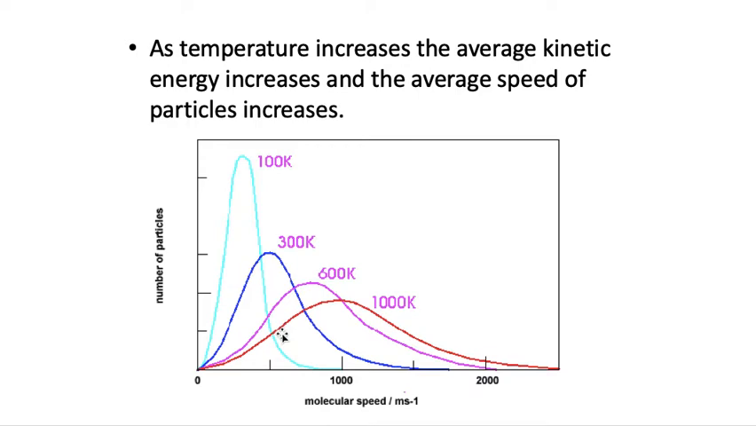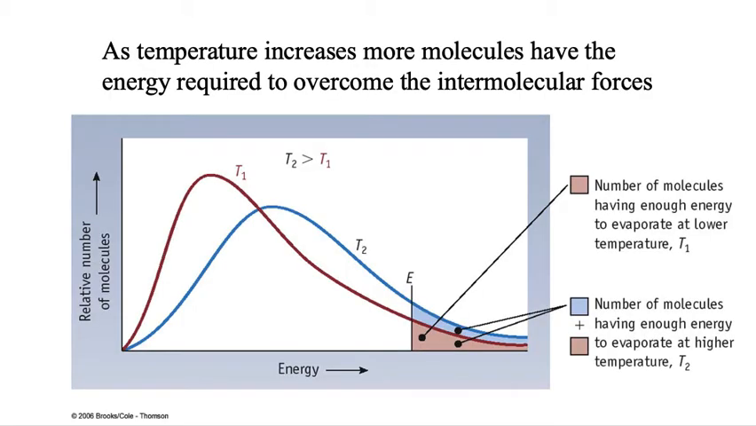The total area under the curve is still the same because we have the same number of particles, but now some of those particles are moving faster. There's still some that are moving slow, and some that are moving much faster, and the average has increased when you went from 100 to 300 degrees Kelvin. Same thing when we go to 600 and 1,000. The curve keeps getting stretched out to the right because more of the particles are moving faster, and the average velocity of the particles is faster as well. So what you're measuring when you measure temperature is really how fast the particles are moving.